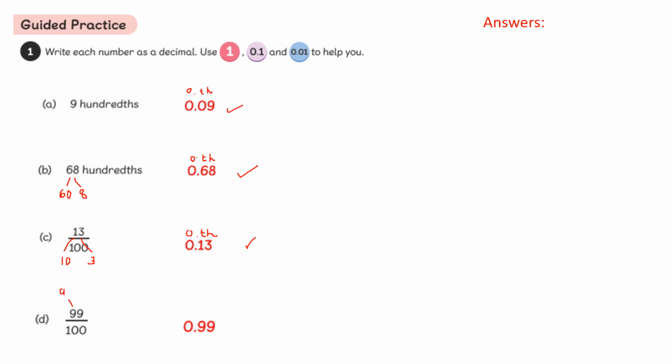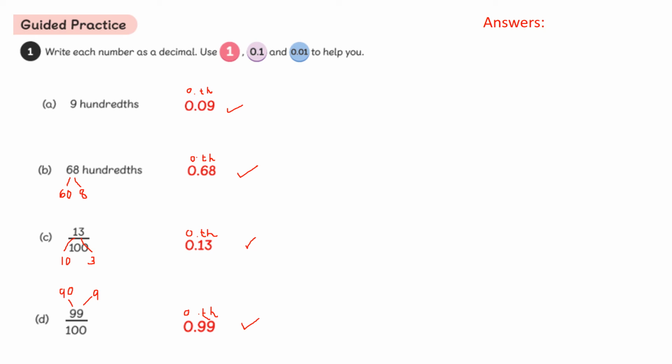And then last but not least, question D, we've got 99 hundredths. So we know that if we partition 99, we would have 90 tens and we would have 9 hundredths. So as a decimal, we would write that therefore as 0.99 because we have got nothing in the ones column, we've got 9 tenths in the tenths column, and we've got 9 hundredths in the hundredths column. So I'm hoping that's pretty straightforward.